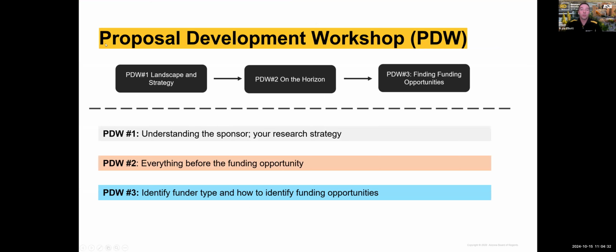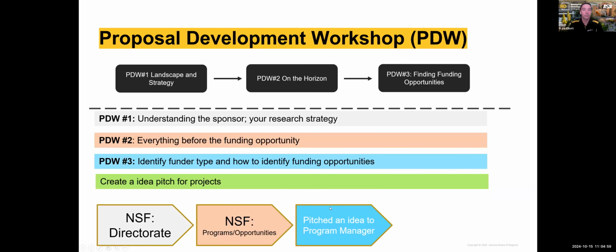So far in the proposal development workshop series, we've covered landscape and strategy, that is understanding the sponsor and your research strategy. We've covered on the horizon, which is everything before the funding opportunity drops, the pre-solicitation or pre-RFP phase. And in the last PDW, we covered finding funding opportunities, so identifying a funder and how your research fits their needs.